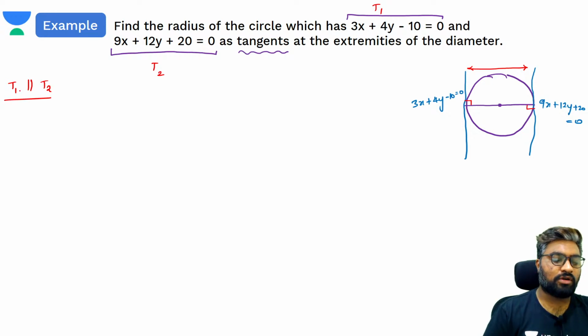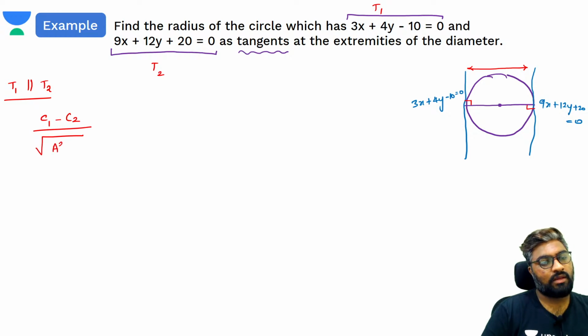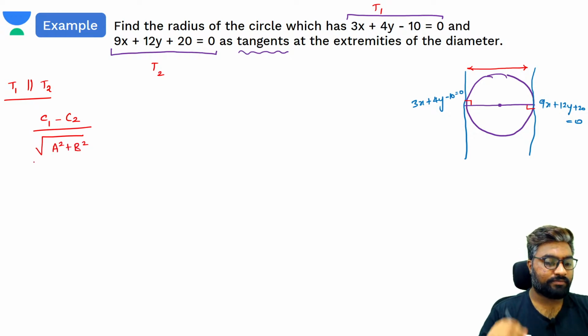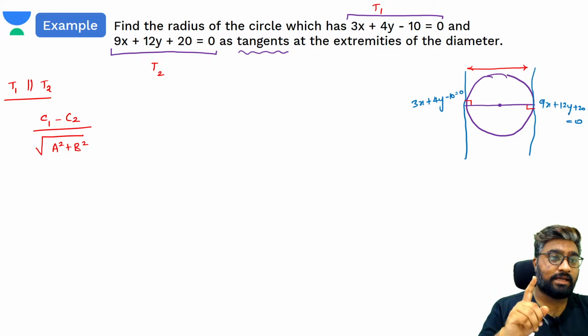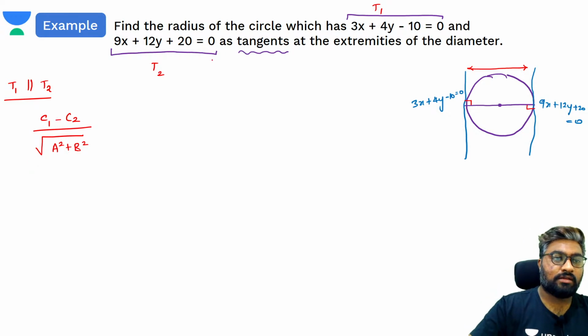For this, what do we want? We need to find out the distance between any two parallel lines. The distance between any two parallel lines is given by (C1 minus C2) whole divided by the square root of A square plus B square, provided your terms have the same A and the same B. A and B must be equal.